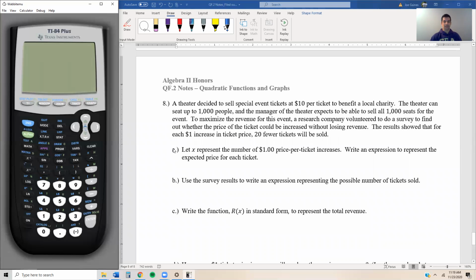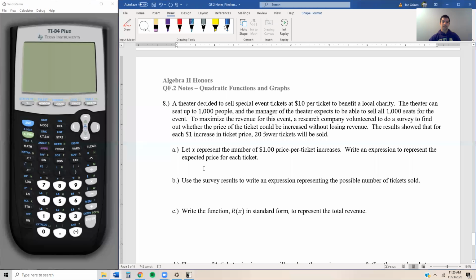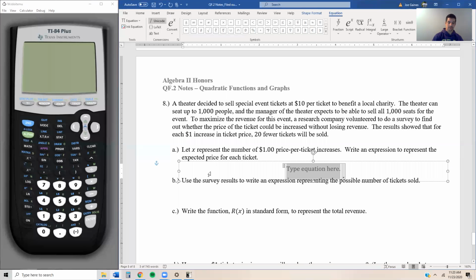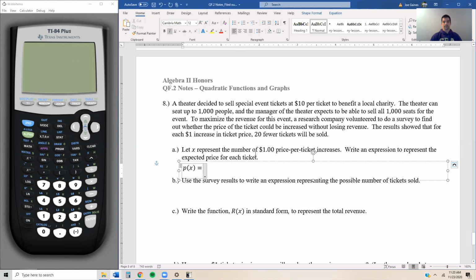So let X represent the number of $1 ticket price increases. Write an expression to represent the expected price for each ticket. So let's let P of X be the price for the ticket. I chose P because P is short for price. So initially, what do we know about the price? Initially it was $10. So we're going to let this be in dollars. So the initial price was 10.